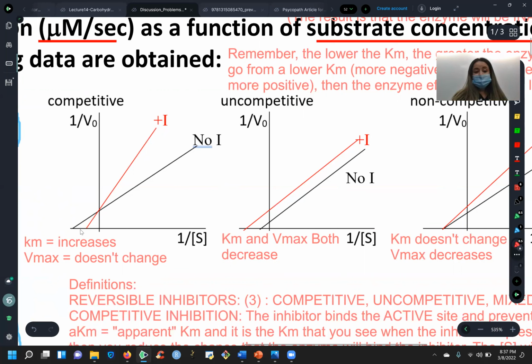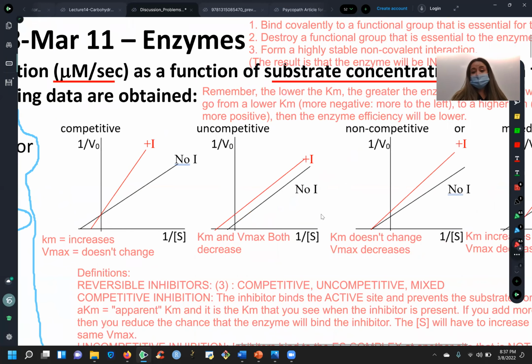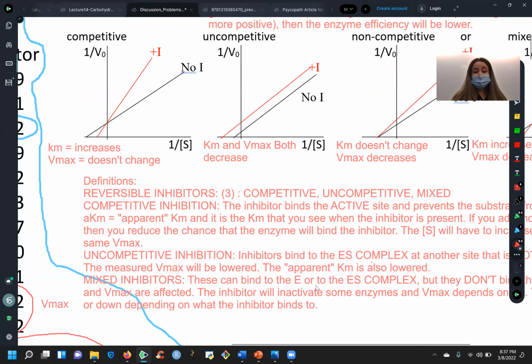Okay? Now, the Km increases because remember, the Km is negative right now, and if it moves to the right, it becomes more positive, so it's increasing. Okay, so you just have to memorize these 4 and memorize what they do, and then I even put the definitions for you down here.